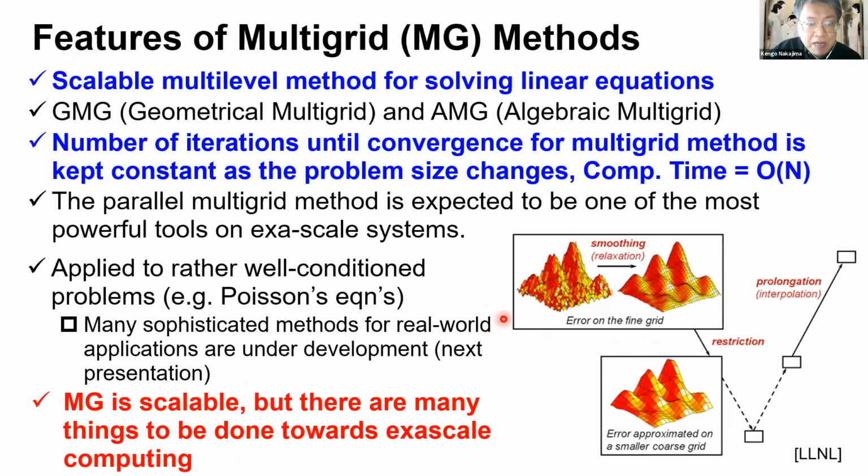I believe most of you are familiar with the multigrid method. It's a scalable multi-level method for solving linear equations. It's a so-called order n, very scalable algorithm, and it's expected to be a very nice tool for exascale computing. But we have many problems to be solved.